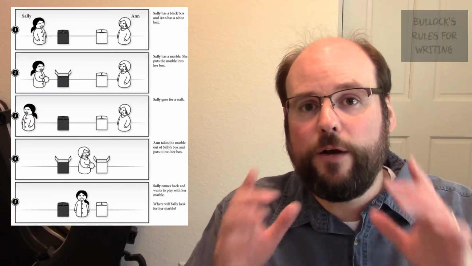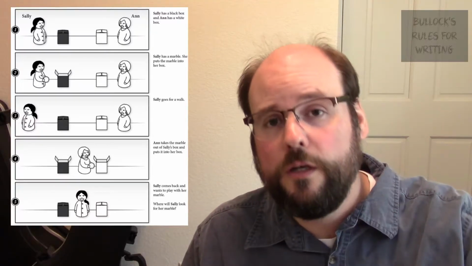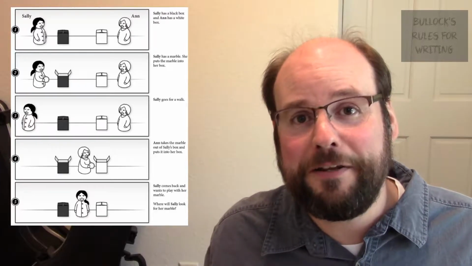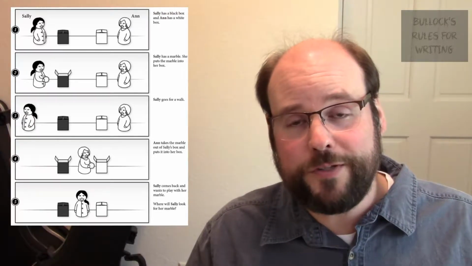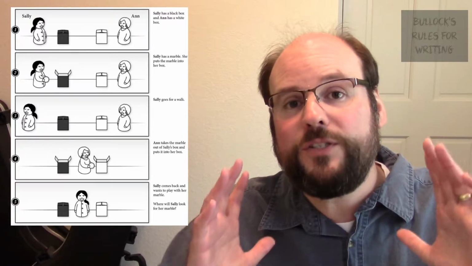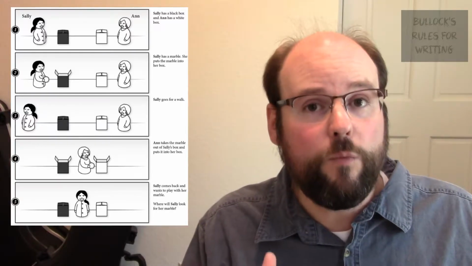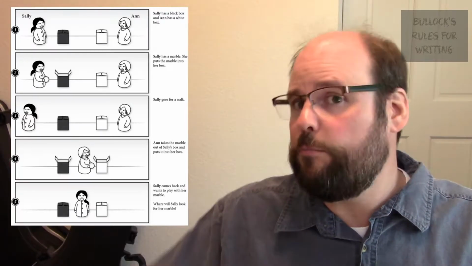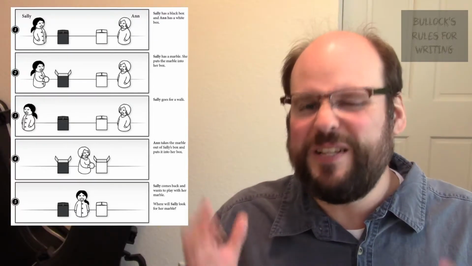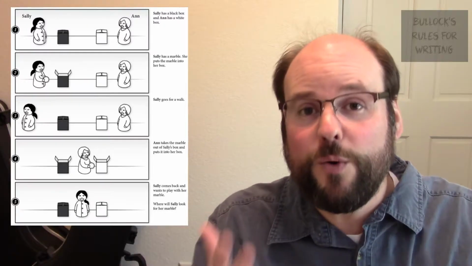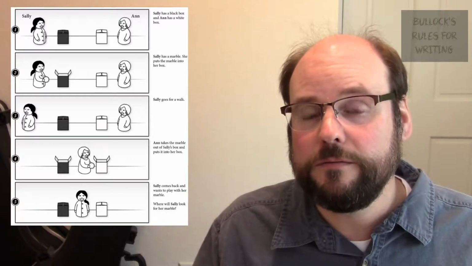All right, so now if I asked you, if you are old enough to be watching YouTube videos about writing good arguments, you should be able to answer this question correctly. Where is Sally going to look for her marble? The correct answer, of course, is in the black box. That was the last place that Sally knew where the marble was. We all saw Ann take that marble and put it into her own box, but Sally doesn't know that. And when I say, where's Sally gonna look for the marble, you are going to say, in the black box.